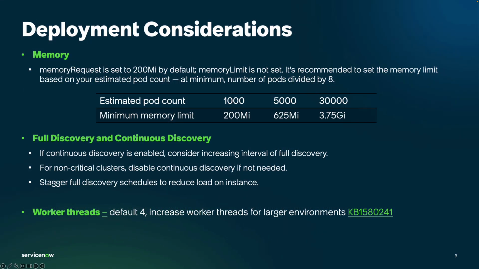Before deploying KVA, a few things worth considering. No memory limit is set by default, therefore setting an appropriate memory limit for the Informer pod is quite important. As a guide, set the memory limit to at least the number of pods divided by 8. So for a cluster with 5,000 pods, you want a minimum of 625 megs.